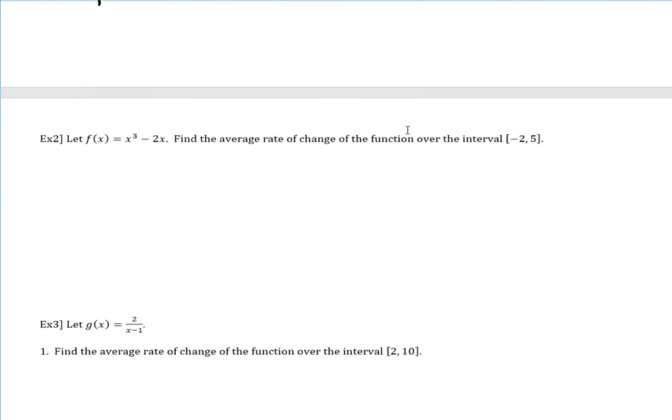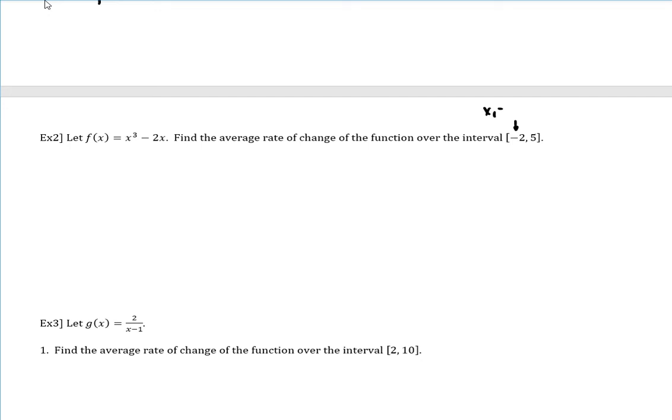Okay, so in example 2, it says let f of x equal this function. We're going to find the average rate of change of the function over the interval -2, 5. Okay, so what they're saying here is this, I'm going to use, this is my x1. That's that -2, and this is my x2. So I'm going to use my x1 and x2 styles.